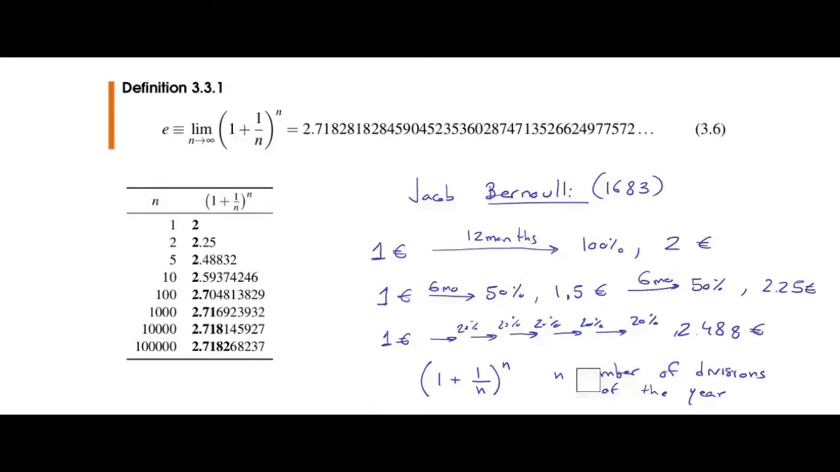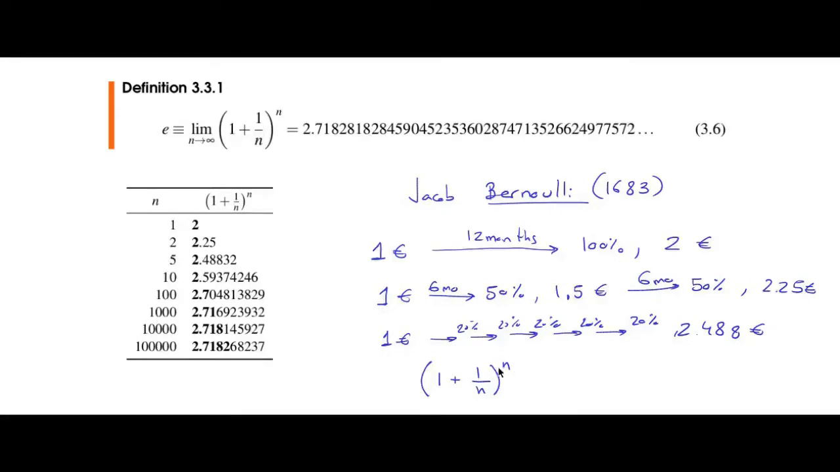I take greater and greater numbers of n. Well, you can see what the values look like. If you go to 10 divisions it is 2.59, then 2.7, 2.71, 2.718. So it's increasing. You can think of this as a sequence, and it's increasing.